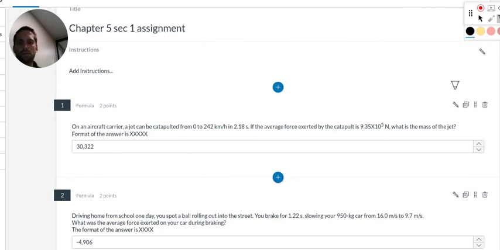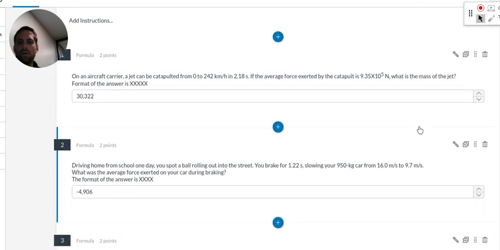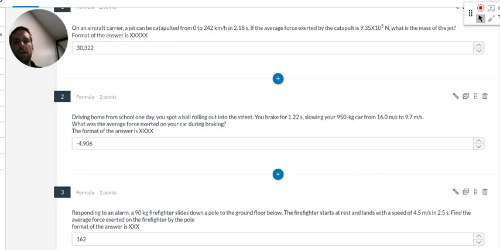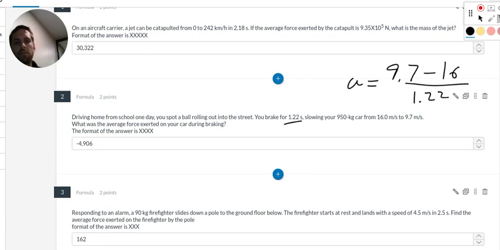All right, so for number 2, this time it's quite a bit easier. We just have to find a, which is going to be change in velocity over change in time. So from 16 to 9.7, 9.7 minus 16 over 1.22, looks like it's our time, initial, final. And now we find what that a value is.